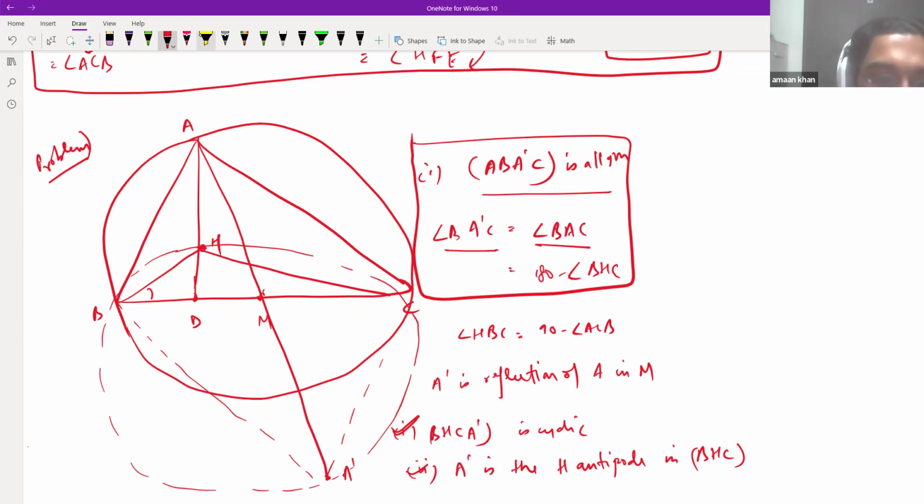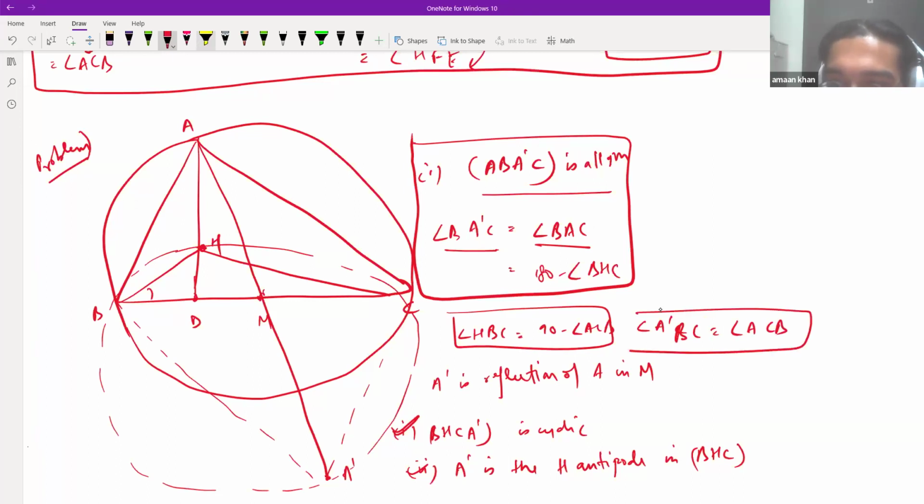So what he said is angle HBC is 90 minus angle ACB and angle A dash BC is equal to angle ACB because it is a parallelogram. These two angles are equal. Does everyone get this? And so if you substitute this here, you get that this whole thing is 90 degrees. Does everyone get this? Yeah, clear.